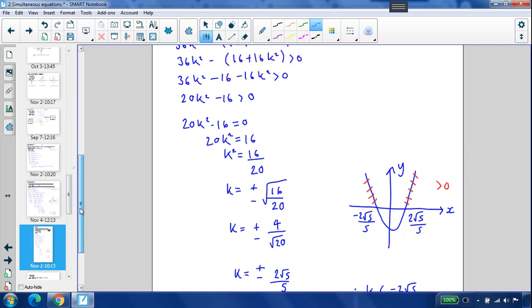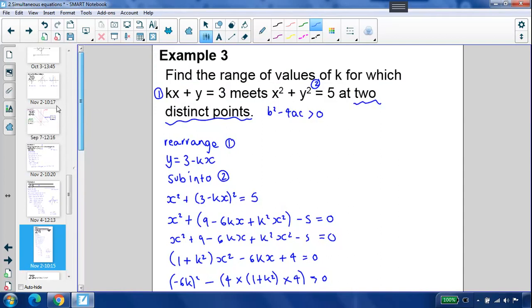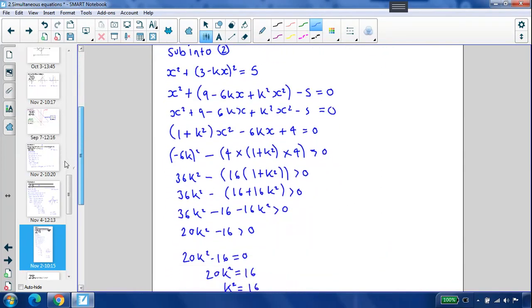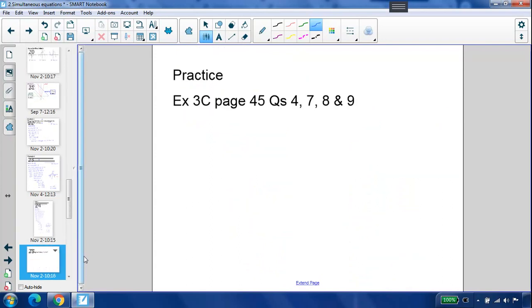That was quite a large example, so feel free to pause and rewind if you need to go over some of the steps again. Now I'd like everyone to pause the video and have a go at exercise 3C, page 45, questions 4, 7, 8 and 9.